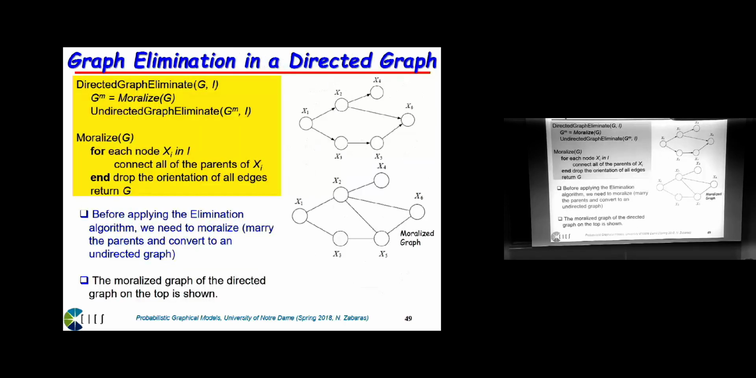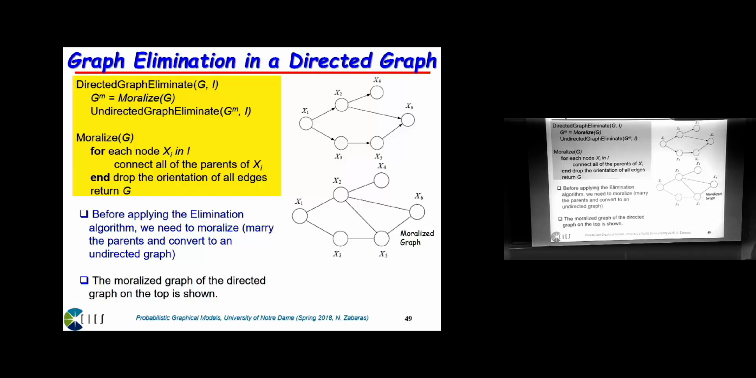All right. So let's see this simple algorithm for an undirected graph, where in the order of elimination we connect the neighbors of the node to be eliminated, forming these cliques. Let's see how this can be extended to a directed graph. So eventually you're going to need to transform your directed graph to an undirected graph. But before you transform it and apply the undirected graph elimination algorithm, there's an intermediate step that's extremely important.